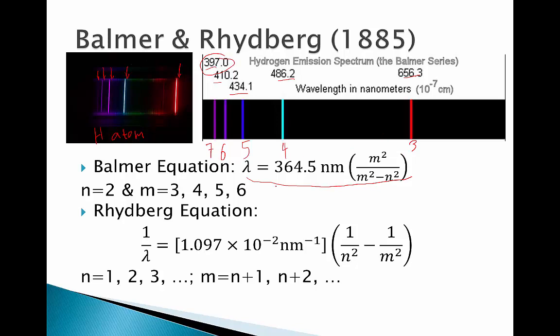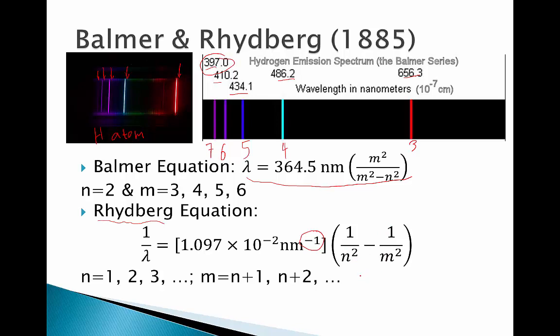This is interesting. Here's a nice, simple little equation that lets you predict the color of this light. So it's a mathematical pattern. We don't know why it has this mathematical pattern, but Balmer found that it fits the experimental data very, very well. Now later, Rydberg changed this equation up a little bit. He looked at 1 over wavelength equals 1.097 times 10 to the minus 2 inverse nanometers. That's what the minus 1 means, inverse nanometers, times 1 over n squared minus 1 over m squared.